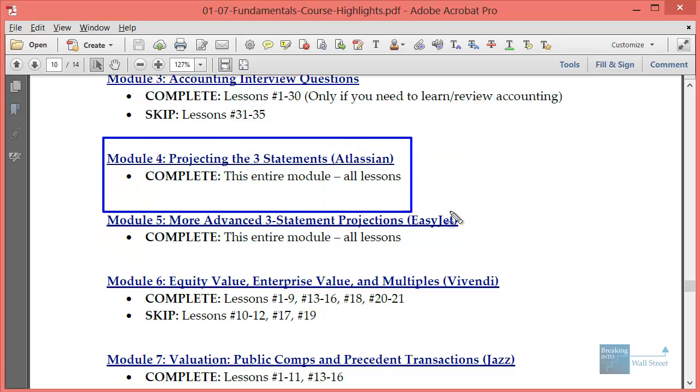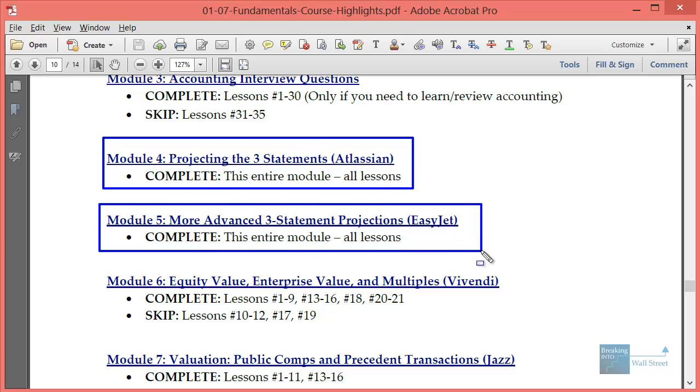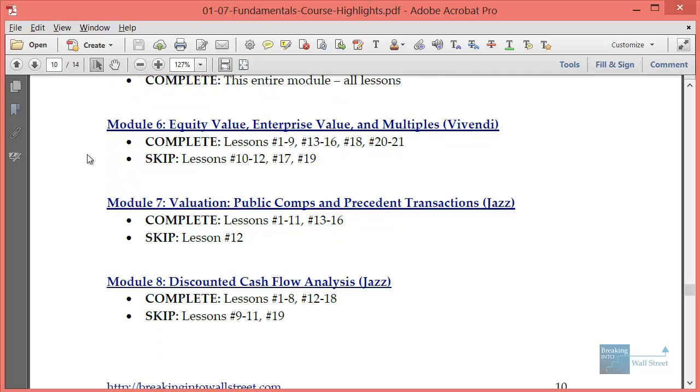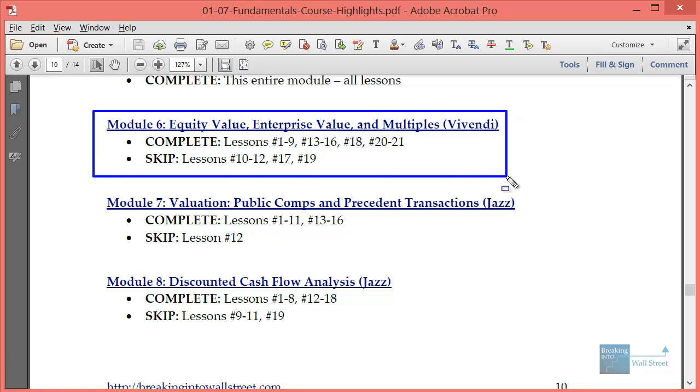Yes, Atlassian is a private company, so it's not the type of company you would invest in at a hedge fund, but the principles you still need to know because you then apply them to this more advanced model for a public company, EasyJet. Of course, you still need to know equity value, enterprise value, and valuation multiples because it's going to come up all the time in these types of interviews, and also with what you do in case studies for them.